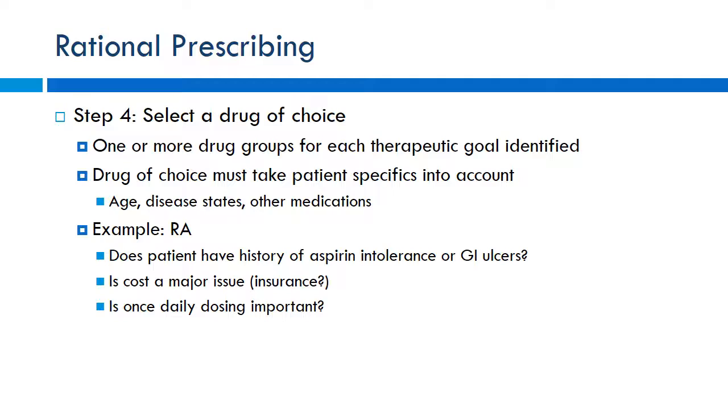So, for example, with RA, one of the things you'll be treating them with is NSAIDs, non-steroidal anti-inflammatory drugs. So, for instance, do they have a history of, say, aspirin intolerance because they developed GI ulcers, right? Or do they have an allergy to aspirin?